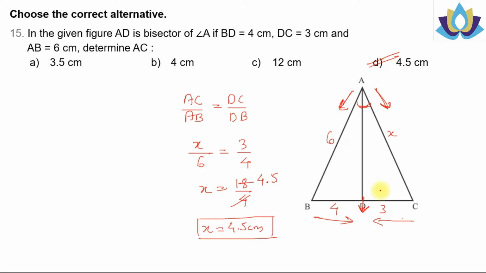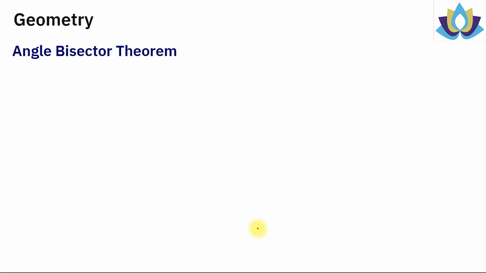Let's come to the next concept, the exterior angle bisector theorem. Now the exterior angle bisector theorem is very much similar. Even the ratio that we write is similar, but understanding of the diagram is more important. So let's learn it along with the diagram.